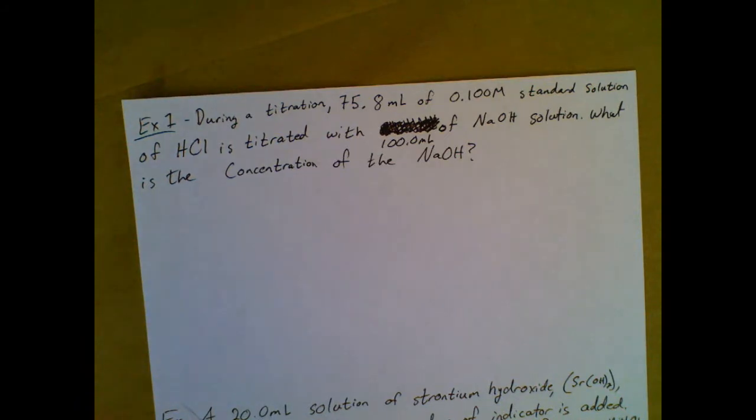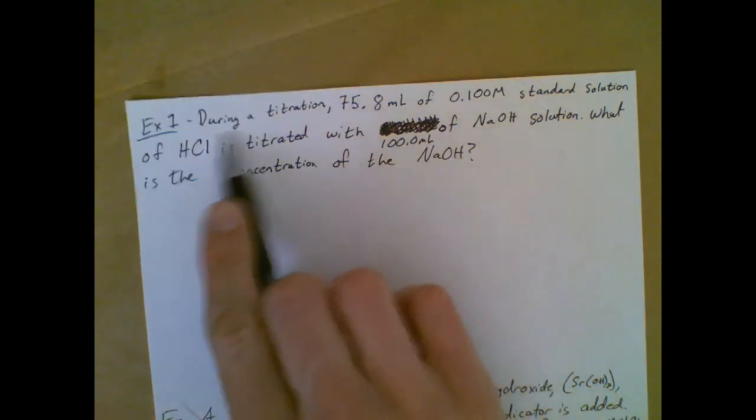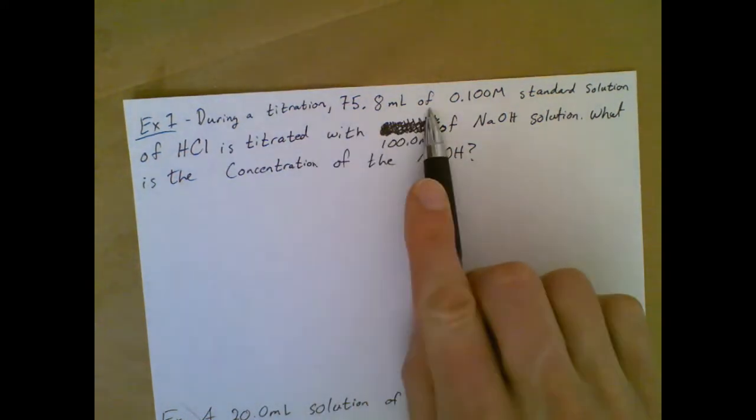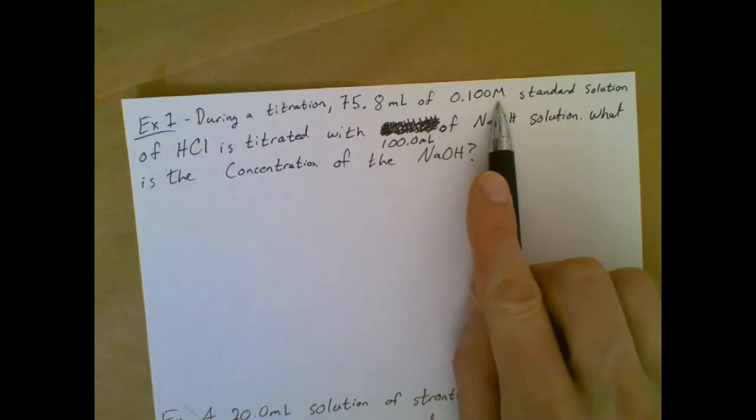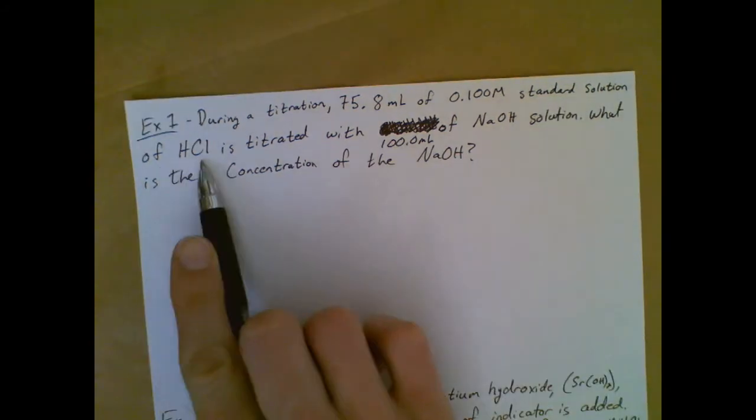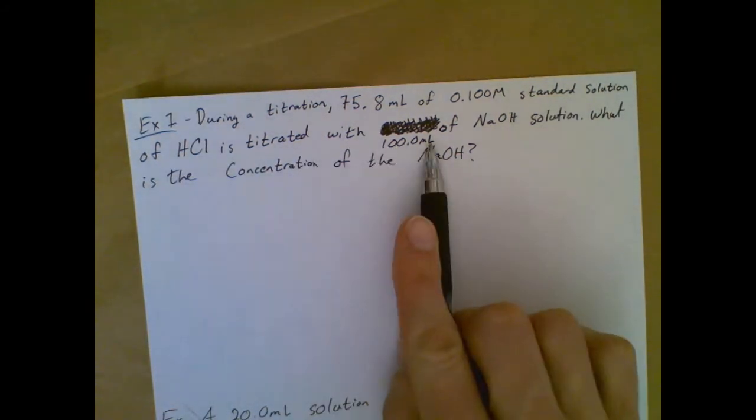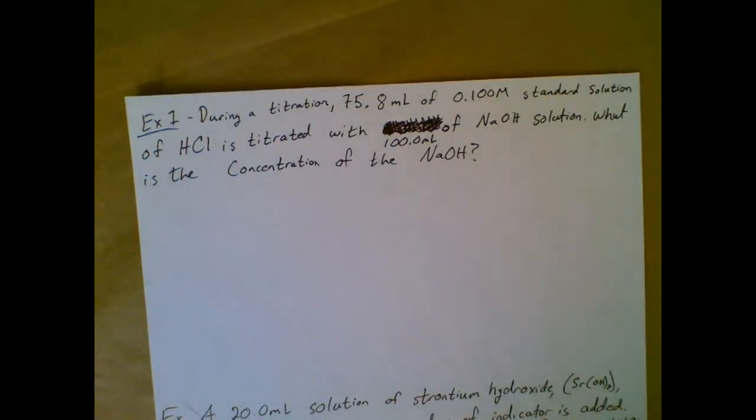If you take a look at our first example, it tells us that during a titration, 75.8 milliliters of 0.100 molarity standard solution of HCl is titrated with 100.0 milliliters of NaOH solution. What is the concentration of the NaOH solution?